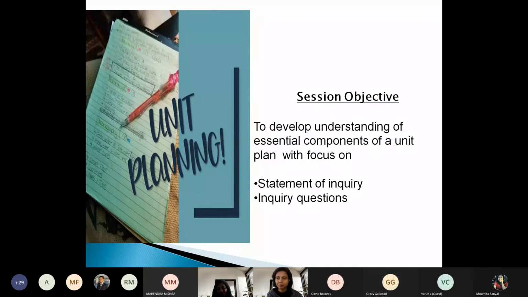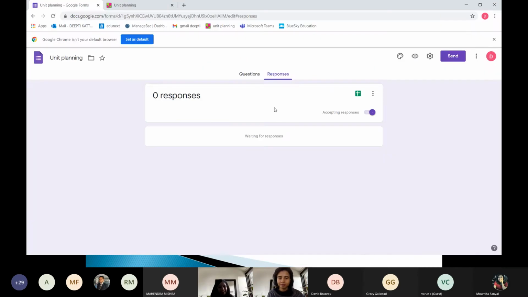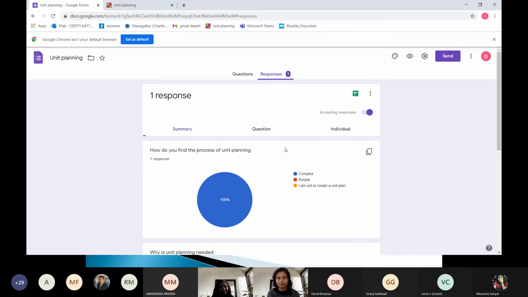Now, before we move on, let's pause for a moment and reflect upon our own understanding of unit plans. So Ms. Purba would be putting the link in the chat box, and I request all of you to fill the Google form. It won't take more than a few seconds. The link is already there in the chat box. Please see if you can access it. I hope, Ms. Purba, my screen is visible and I'm audible. Yeah, it is. So we'll wait for the responses. If anybody is having trouble clicking on the link, please do let us know in the chat box. It says docs.google.com. It's up there. Yes, we're getting responses.